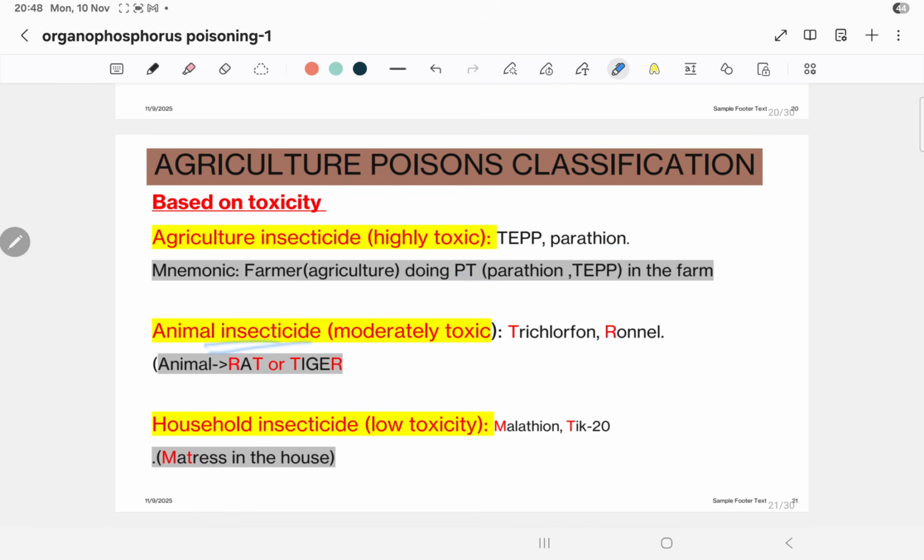Animal insecticide. So remember two animals, rat and tiger. First letter, last letter. T, trichlorphon, Ronnel, R.